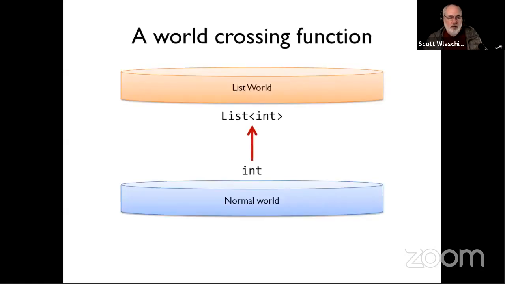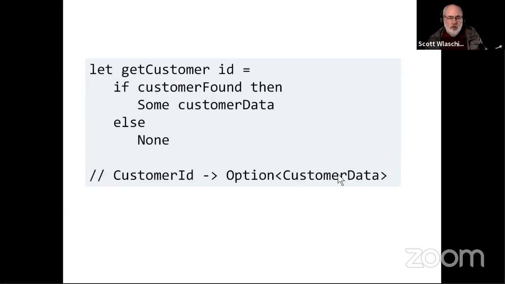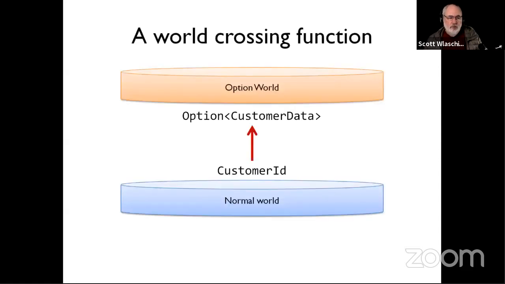You can think of it like this in a diagram: it starts off down at the bottom and it goes up to the top. Very, very simple. How about getting a customer from a database? You pass in an ID, for example, and if the customer's found, it's good. And if it's not found, that's an error. So you give me a customer ID and I might give you back some customer data. It's optional or nullable, depending on how you want to talk about it. So again, it starts off in normal world and the output is something in optional world.